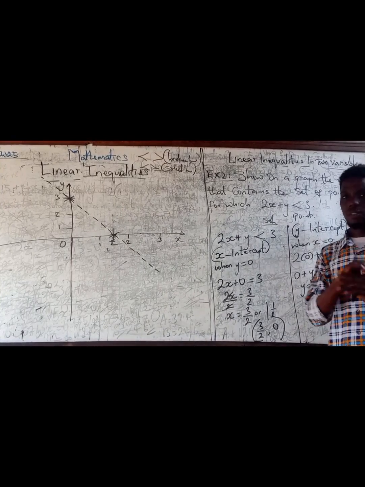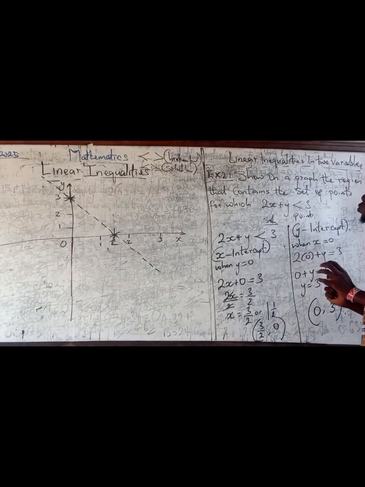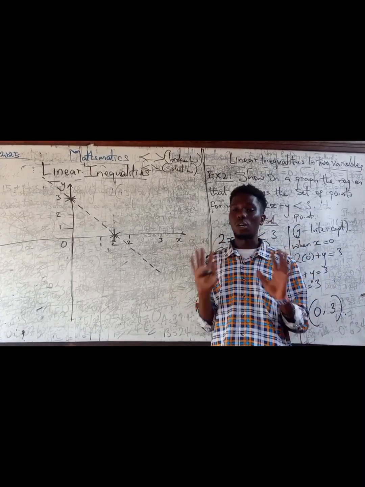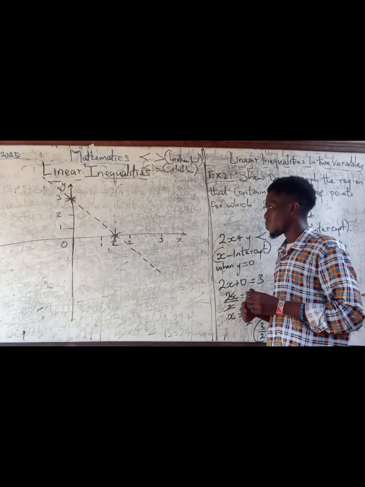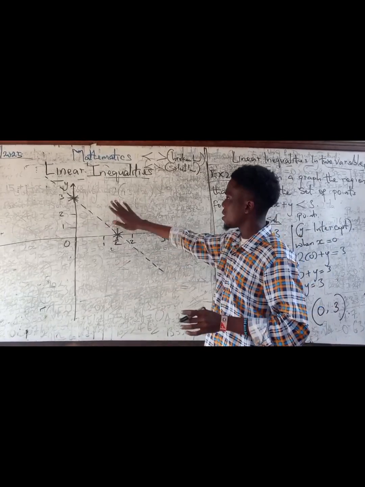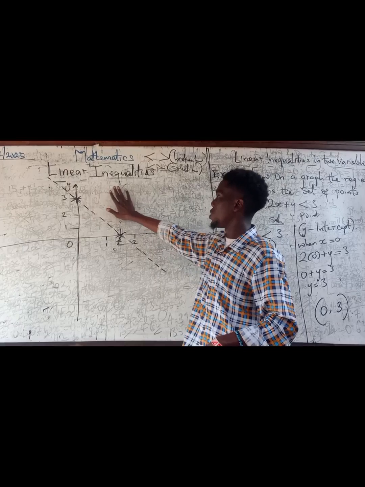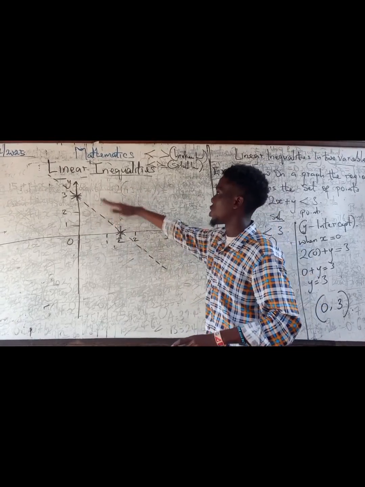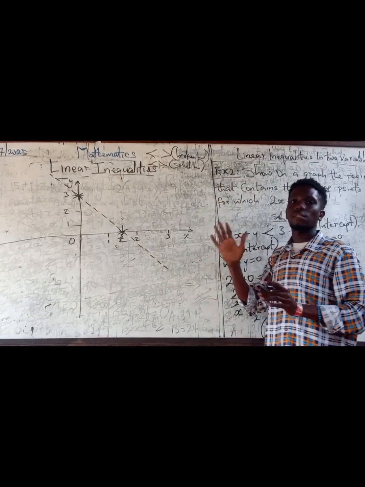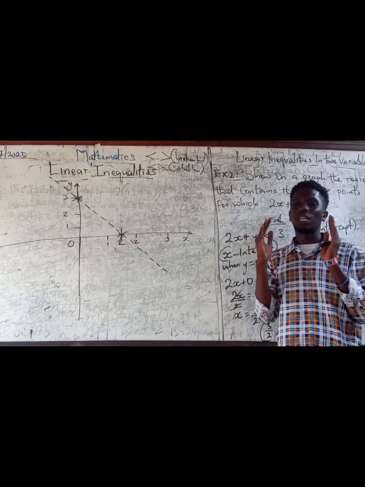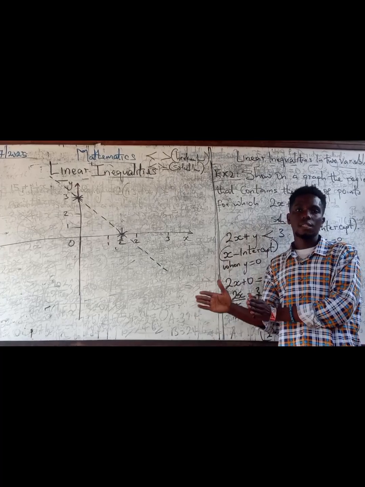Now this is how you do it. Very simple. Whenever you want to look for the region, what we do is that we shade the region that is wanted. Let's say for instance, this is the region that satisfies the inequality. I'm going to shade it. Shading it tells whoever is going to mark it that this is the region that satisfies it.